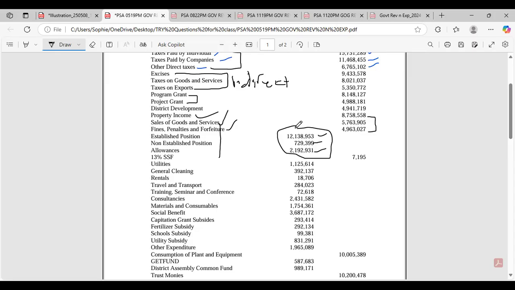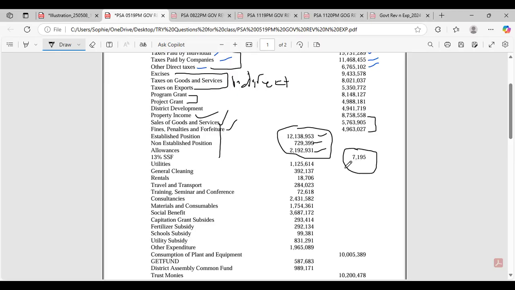All right. Now they are the debit side, but we have 13% SSF. Look at where it is. It's at the credit side. What does it mean? It means they are owing Senate of 7,195. So this is a liability.